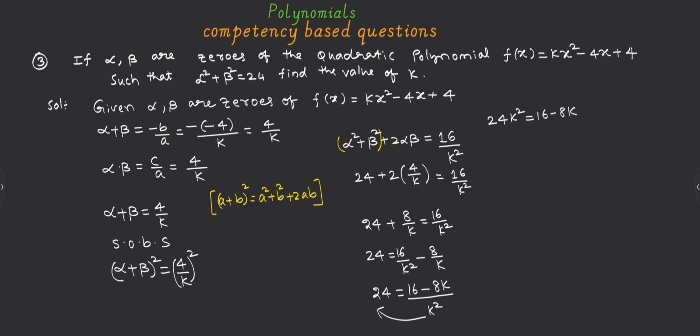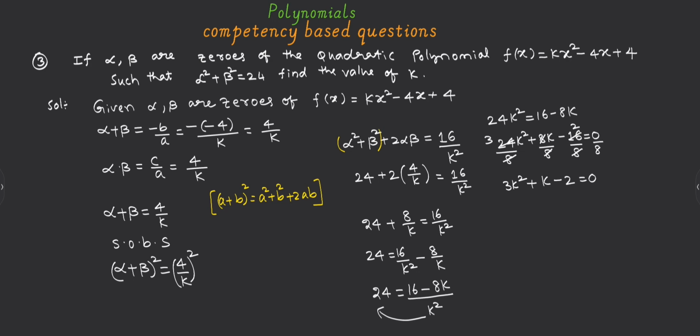Transpose minus 8k here, then we get 24k square plus 8k minus 16 is equal to 0. Here we can observe that this equation can be divided by 8. All the terms are divisible by 8, so we divide everywhere by 8. Then we get 3k square plus 1k minus 2 is equal to 0.